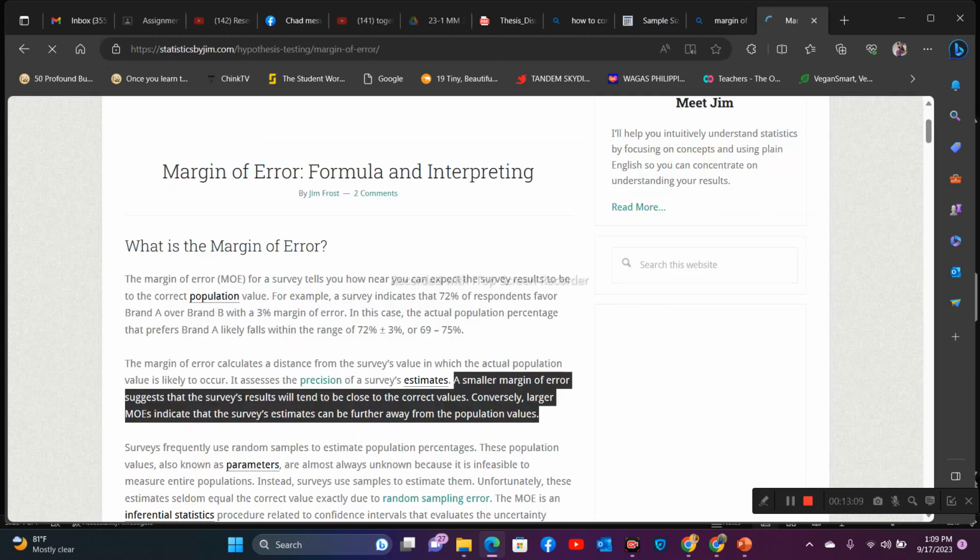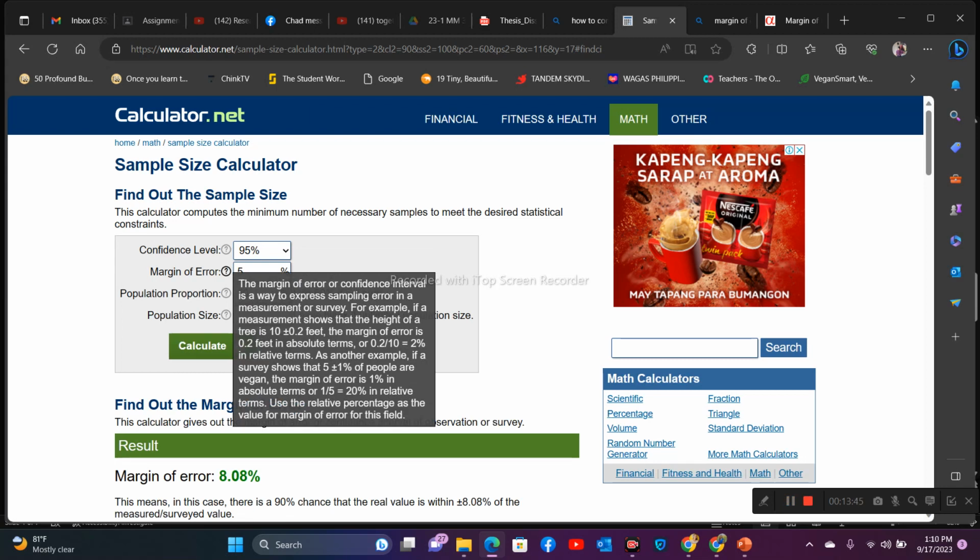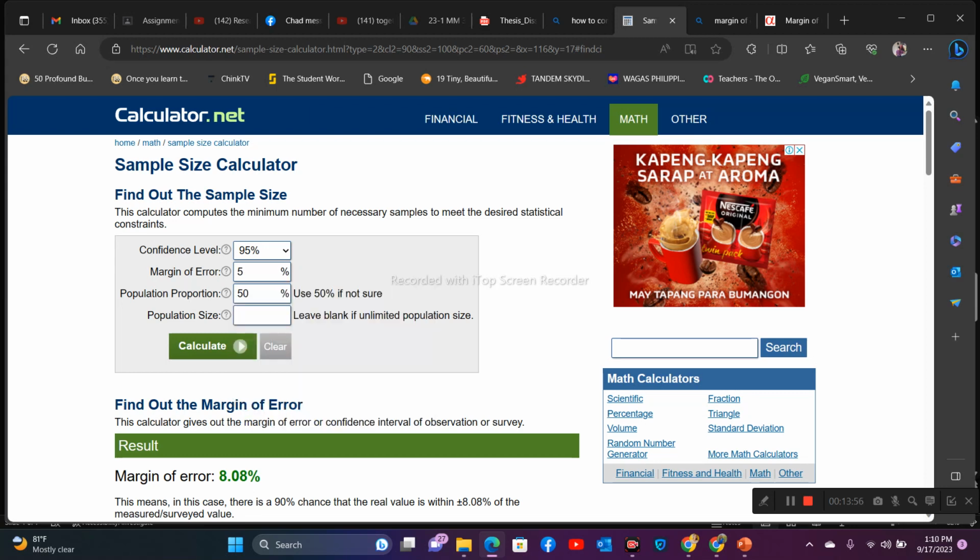And we have to take note that a smaller margin of error suggests that the survey's result will tend to be close to the correct values. So usually, the margin of error are in smaller margin. Okay? So going back here, you have 95% confidence level, and then your margin of error is 5, which is smaller. And then yeah, you could actually either choose like 3, 5. Okay. Margin of error, or the confidence interval is the other term for margin of error, is a way to express sampling error in a measurement or survey. Okay, again, the smaller the margin of error, the result is closer to the true result.